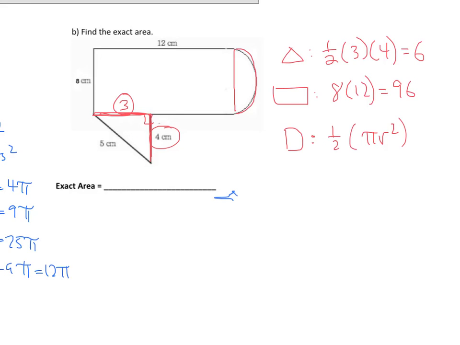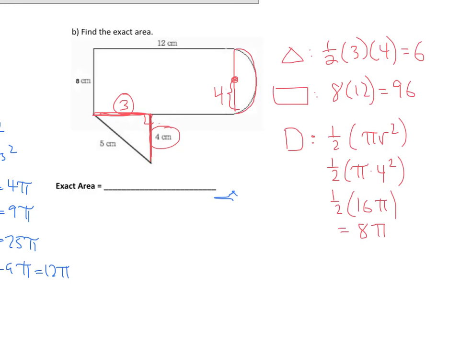And I need the radius. So the radius is half the height of this rectangle. Since the height of that rectangle is 8, the radius of this circle would be 4. And so for the area of the semicircle, I get 1/2 times pi times 4 squared, which is 1/2 times 16 pi, which gives us 8 pi.